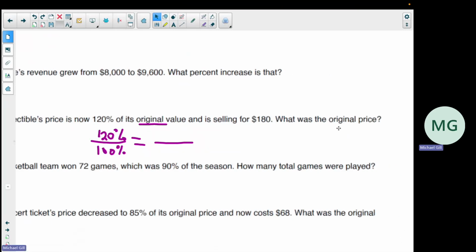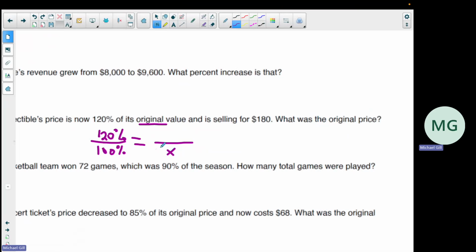It says right here what was, so that's your variable, what was the original price? So if I know 100 needs to match up with the original price, and I know the original price is my variable because that's what I'm solving for, that tells me.